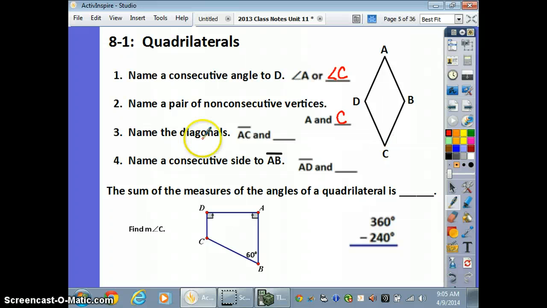A diagonal. Diagonal, this could be AC, this one, or it could be DB. This is a diagonal. I could have drawn the other one in, AC. Name a consecutive side to AB, a side that's next to AB. I'll just highlight this. Okay, AD is one, and the other one would be BC, right? These are next to AB. I already got the AD, so BC.